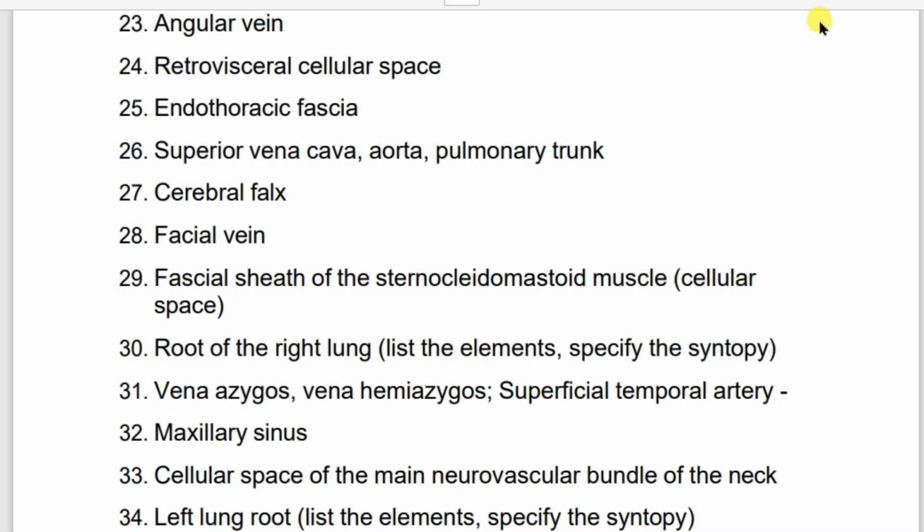Abdullah is here. Today we are going to discuss the topographical structures of the head, neck, and thoracic region. Our second part is today. So let's start our discussion. In the last video, we covered 26.